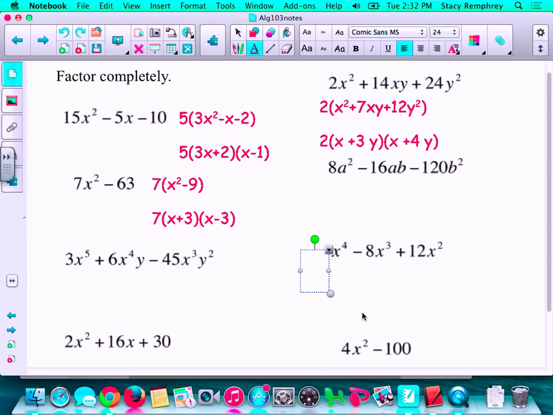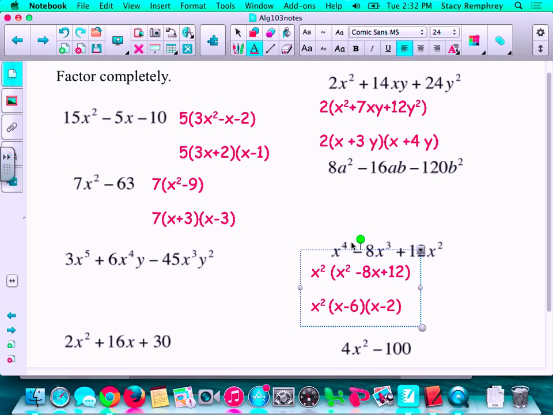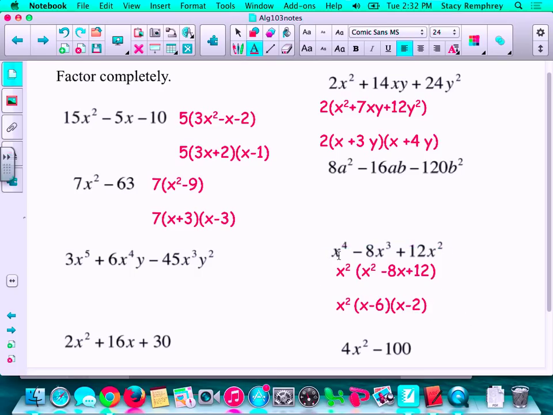All right, I'm going to skip down to this one. This one has a greatest common factor of x squared. That's going to leave me with x squared minus 8x plus 12. Bring that greatest common factor down every time. And we're going to go x minus 6, x minus 2. So things that look crazy and you could never factor them become much easier when you look at the greatest common factor first. I'm going to go over to this one.